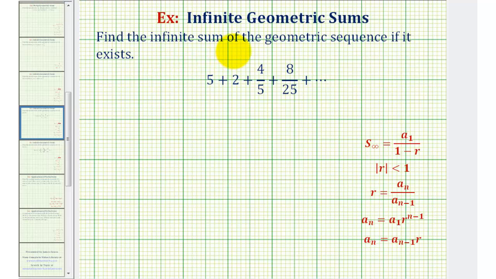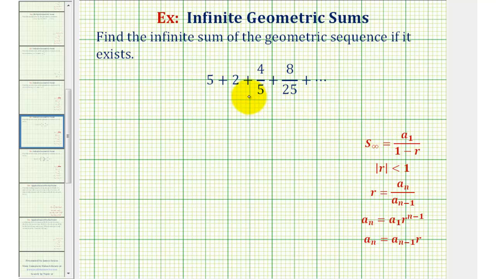We want to find the infinite sum of the geometric sequence if it exists. Because we're summing a sequence, we can also call this a geometric series. The infinite sum will exist if the absolute value of r is less than 1. Remember, r is the common ratio between successive terms given here. It's also the constant we would multiply by to find each successive term.